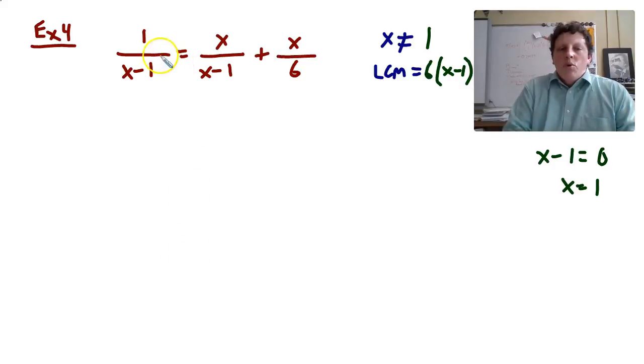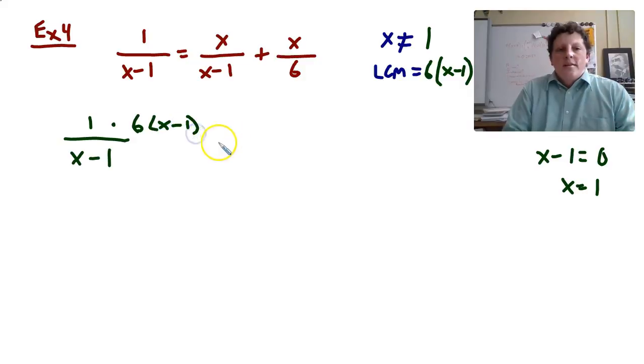And remember, when we have fractions plus fractions in our question, we're going to multiply all of the parts times that least common multiple. So we're going to multiply times 6 times x minus 1 for every fraction in the question.